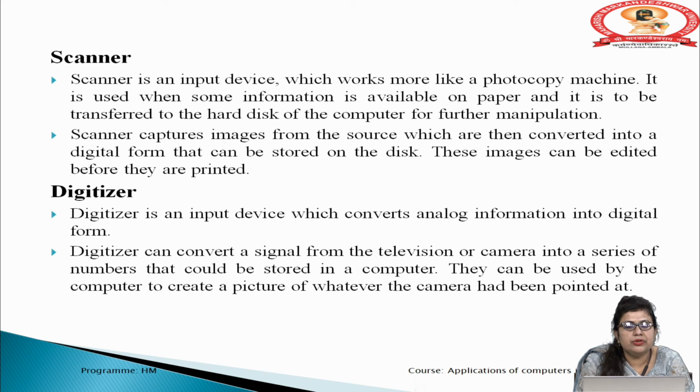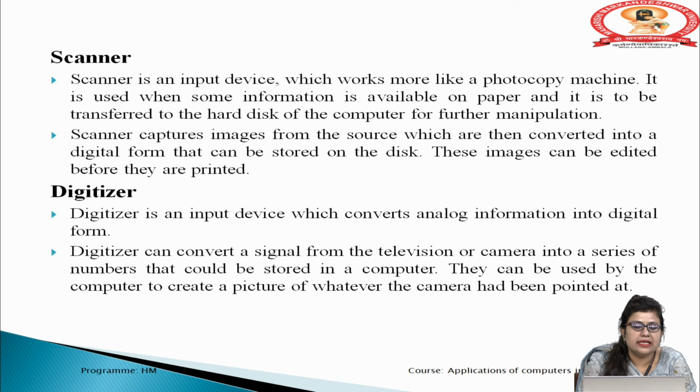Then comes the scanner. Scanner is another input device. It is more like a photocopy machine. Here we can scan a particular document or particular information available on paper, and then we can transfer it to the hard disk of the computer for further manipulation. A scanner captures images from a source, which can then be converted into digital form and stored on the disk. These images can be edited before they are printed.